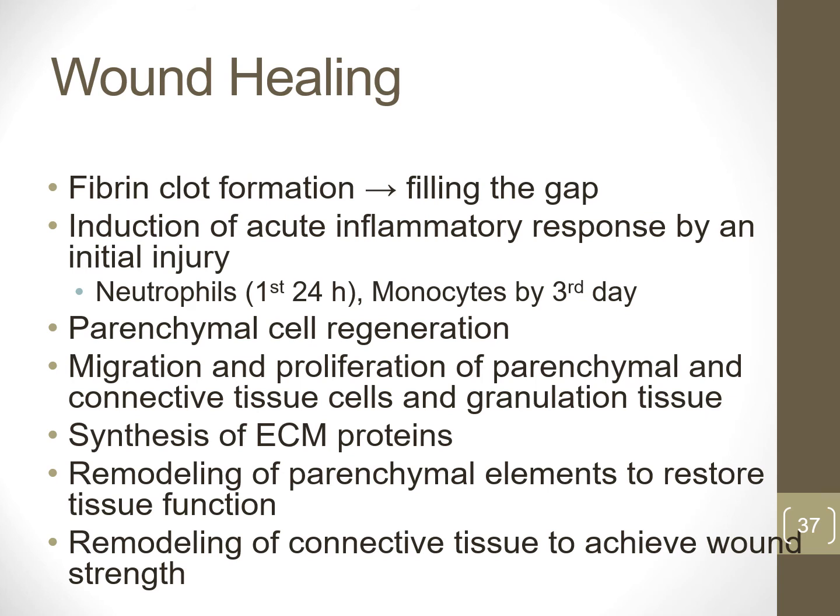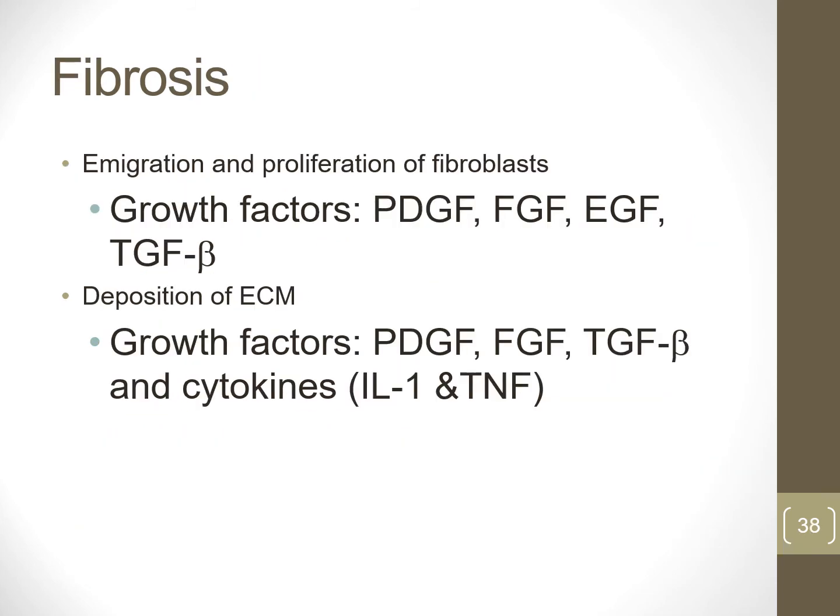Then we will have synthesis of extracellular matrix protein. After that, we will have formation of cells and extracellular matrix. Then we need remodeling of the parenchymal elements to restore the tissue function and provide proper shape in order for the tissue to function properly. And then we will have remodeling of connective tissue to achieve wound strength and add more collagen and fibrous tissue in order to have strong reunion of the tissue.